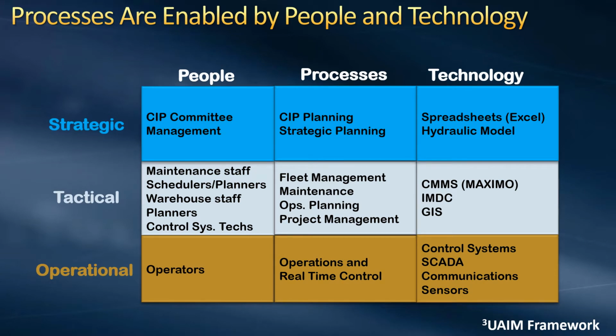As we consider continuous improvement and change management, our UAIM framework reminds us that the execution of work, the processes, include people and technology. Although business process models can identify who is involved, for example, by indicating the swim lanes, so far we have only scratched the surface of the people aspect.